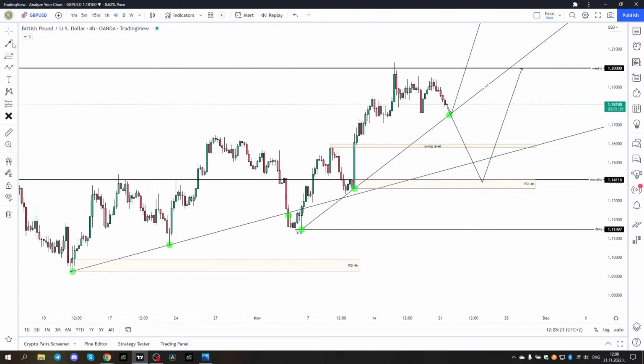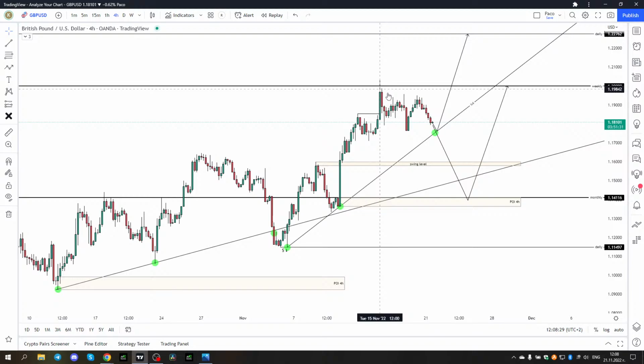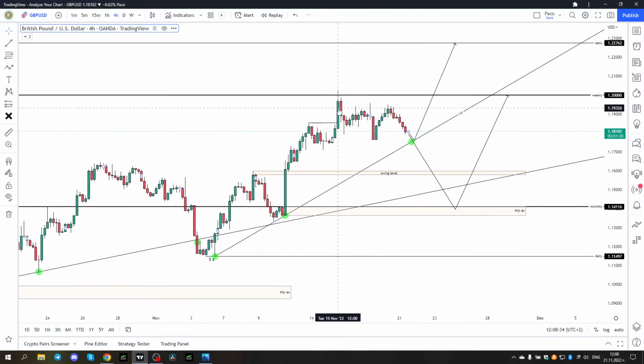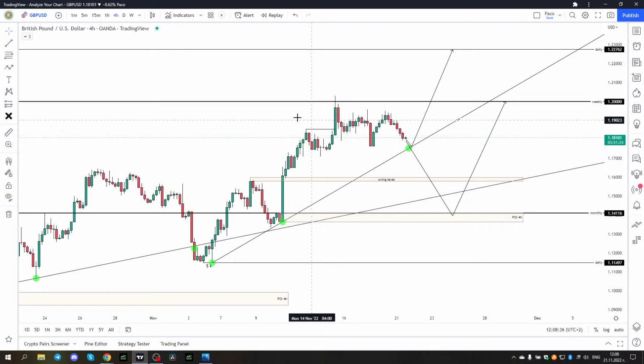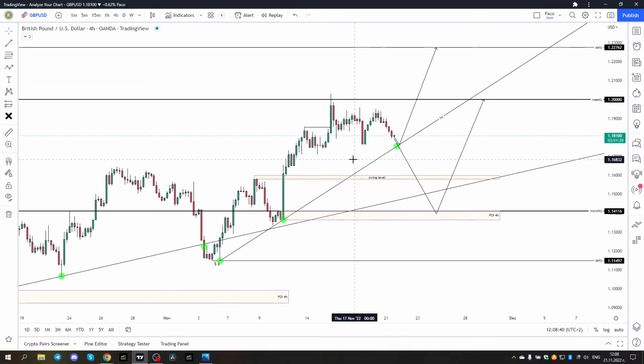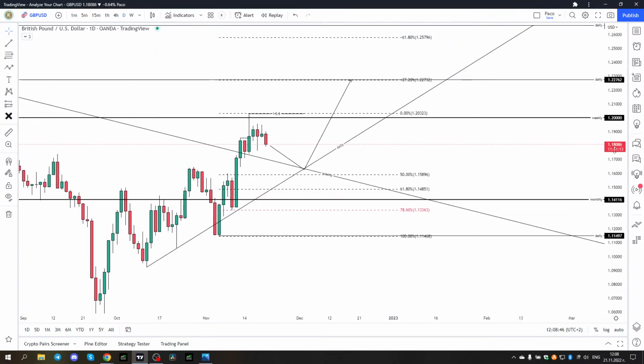As you can see, the price broke this previous high and it reached the weekly level on the next day, on Tuesday. Here we had a very good trade with 1-to-1 risk-reward ratio, and now the price is making a correction. What are the possibilities? It is pretty similar to the euro dollar.